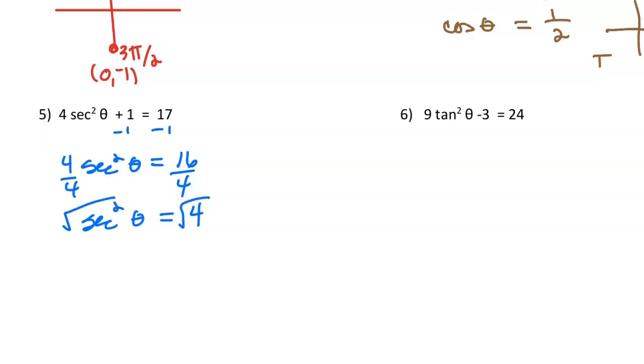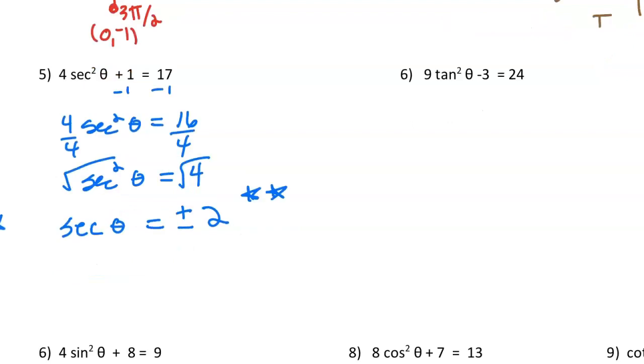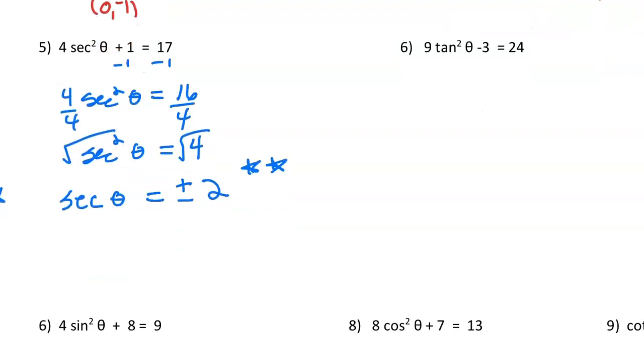When you take the square root of secant squared theta, you get plain old secant theta. But when you take the square root of 4, when you have a square root situation, you're going to get plus and minus every single time. That is a mistake waiting to happen. Don't make it. If secant theta is plus and minus 2, then cosine theta is still plus and minus, but take the reciprocal, which is 1/2.